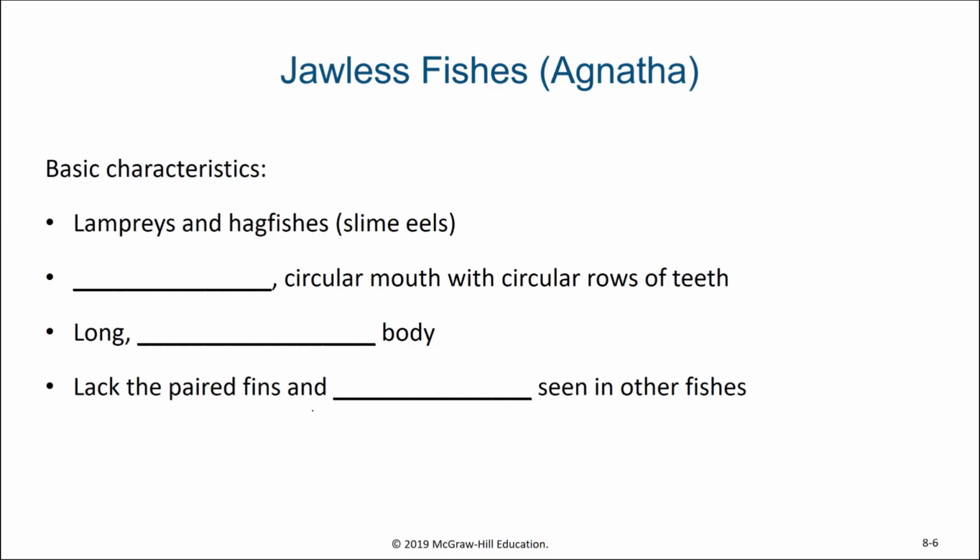So, starting with the agnathans. These are the lampreys and the hagfish, some of my least favorite marine organisms. Being jawless, it's not that they don't have a mouth, it's that their mouth is not supported by a movable bone. Instead, it is muscular, a circular mouth with circular rows of teeth. Both hagfish and lampreys have long cylindrical bodies, and they lack the paired fins and scales seen in other fishes.